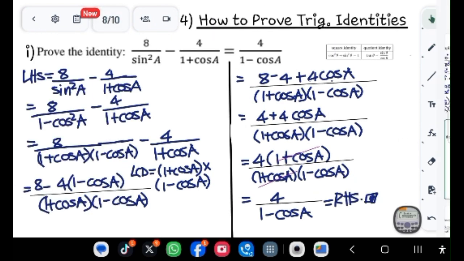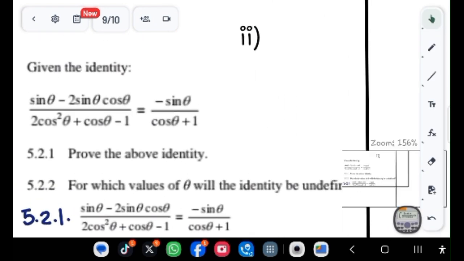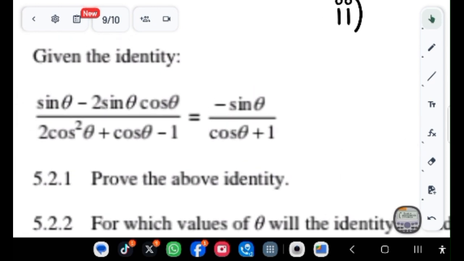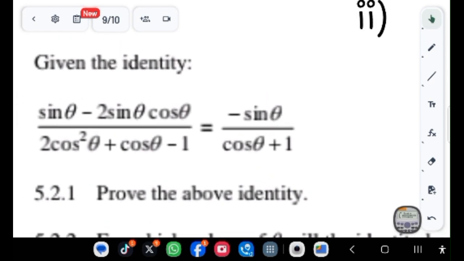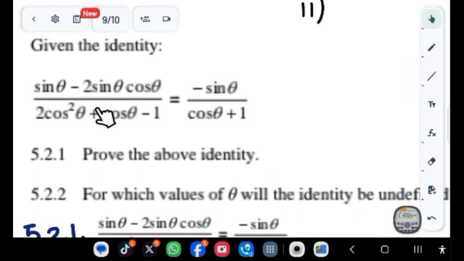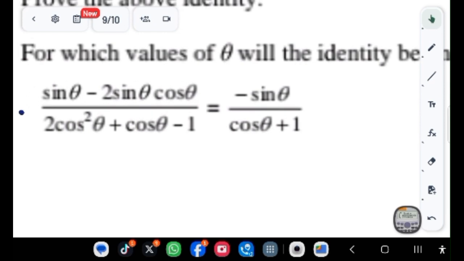Next, this is the second example on how to solve the identity. You're given this on the left hand side, and you're supposed to prove that it is equal to the right hand side. The left hand side is the messy one, so let's start there.